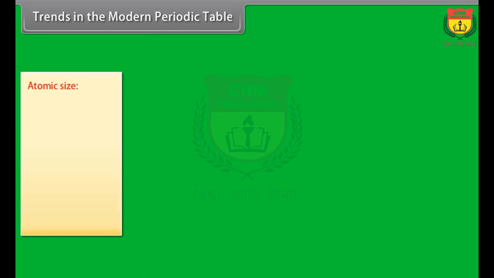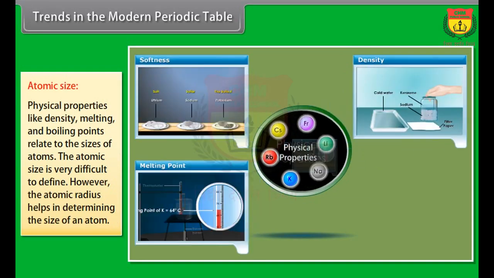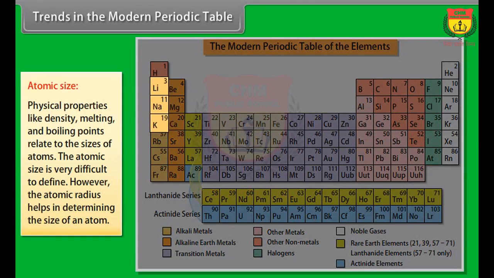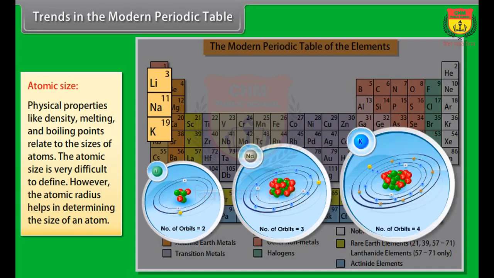Atomic size. Physical properties like density, melting, and boiling points relate to the sizes of atoms. The atomic size is very difficult to define. However, the atomic radius helps in determining the size of an atom.